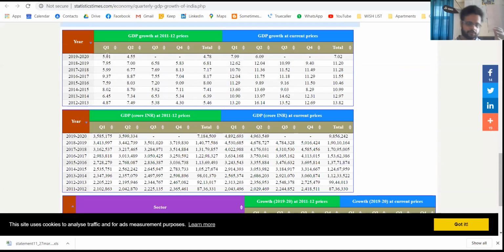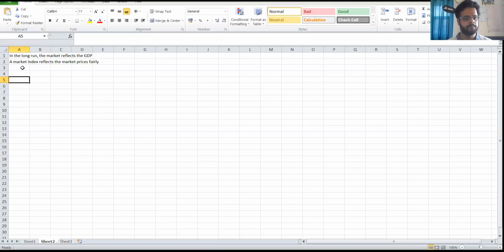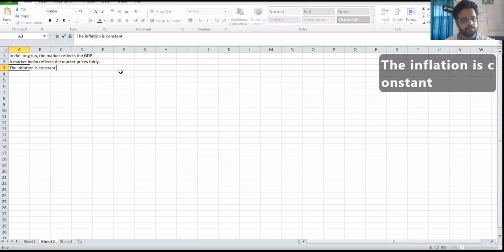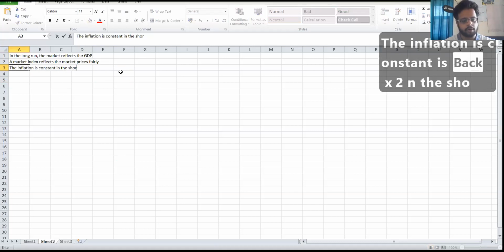Now, the constant currency growth is the real GDP data, whereas current prices growth is the nominal data. We can use either one of them because later in this tutorial, we're going to take certain ratios where the inflation data is supposedly cancelled out. Because, and here's the third assumption, the inflation is constant in the short run.